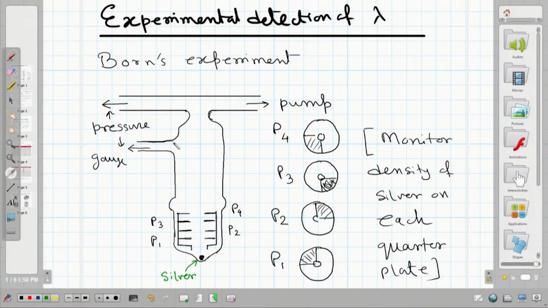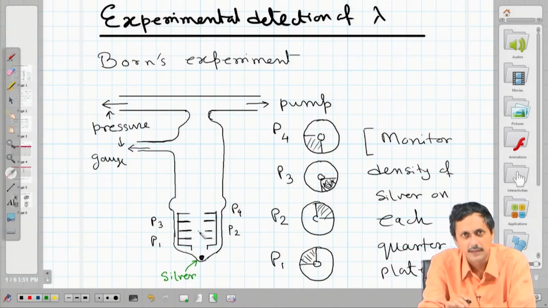Now, how does it work? What I have not shown here are 2 other arrangements. One is some kind of heating arrangement here, so that the silver can be heated up, and secondly there will be a cooling arrangement, so that the temperature of all these plates remains unchanged throughout the measurement. Whenever the silver is being heated, there is very high vacuum inside this tube. What is a high level of vacuum and what are its units? We will come back to that in the second half of this lecture.